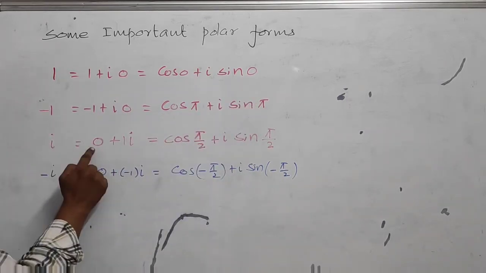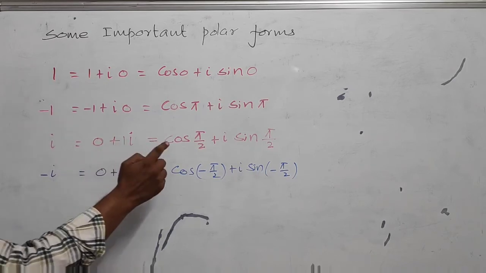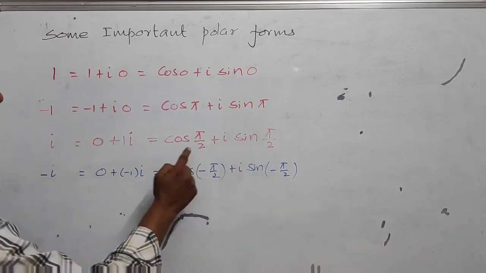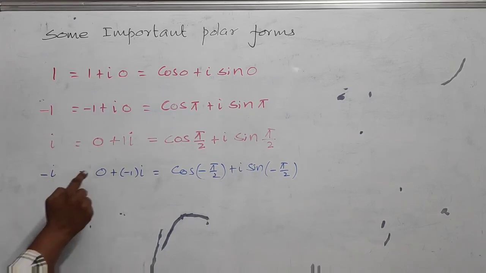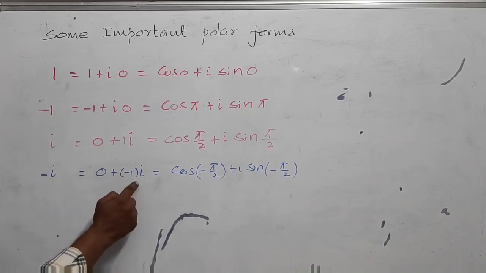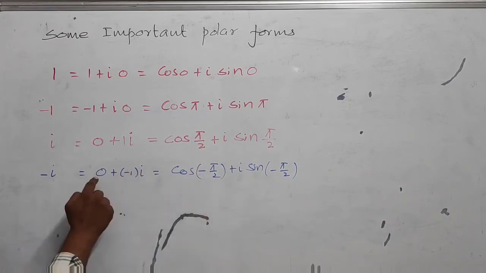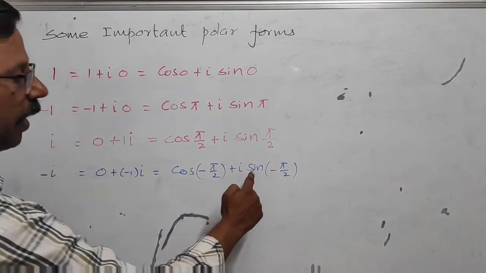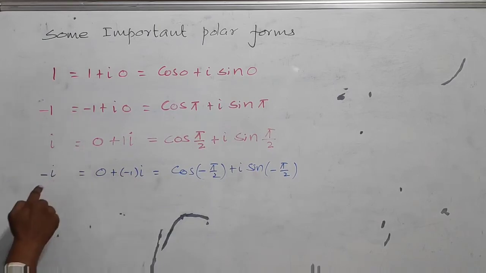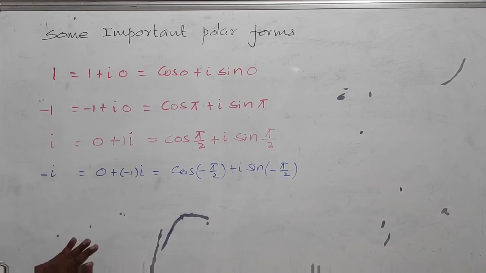Now, i means you can write 0 plus 1i. Real part is 0, imaginary part is 1, so you can write cos pi by 2 plus i sin pi by 2. Cos pi by 2 is 0, sin pi by 2 is 1. Likewise, minus i means 0 plus minus 1 into i, we can rewrite. Now, cos of minus pi by 2 is 0, and sin of minus theta equals minus sin theta. Therefore, minus sin pi by 2 equals minus 1. Therefore, it is better to remember these 4 important polar forms to do the next problems.